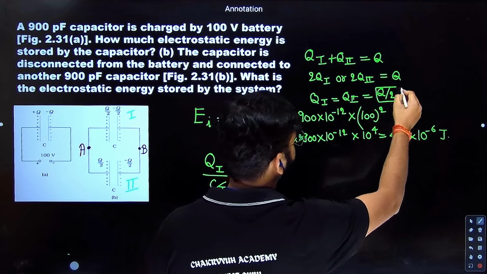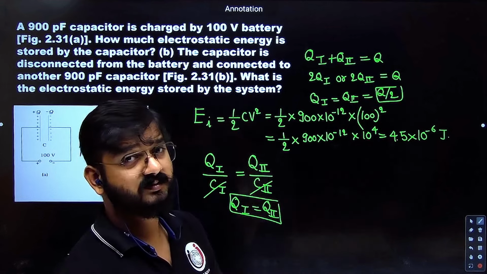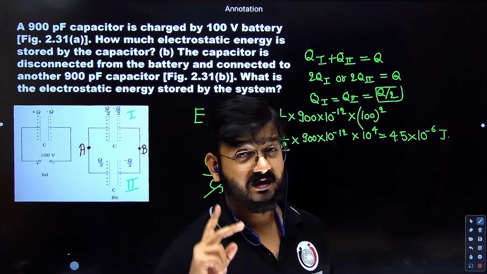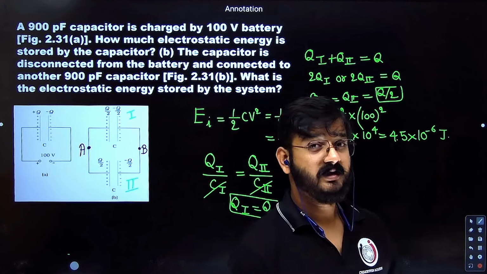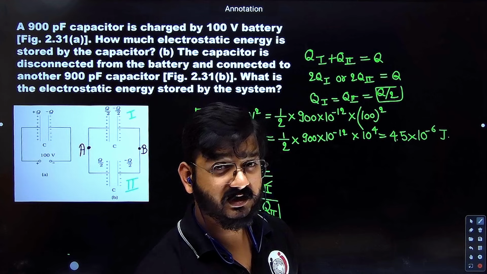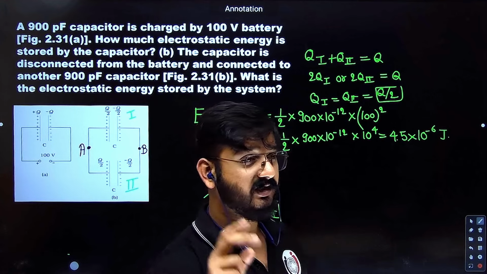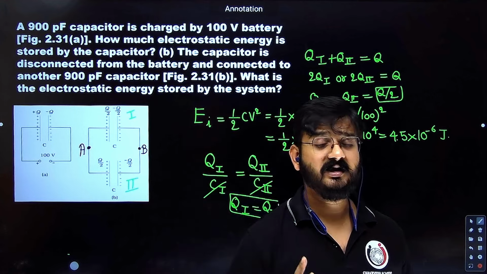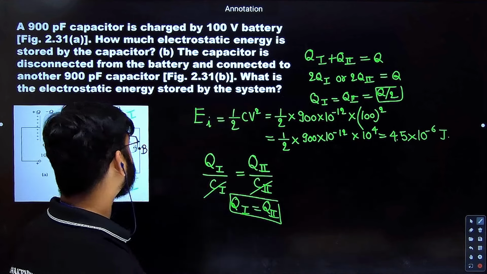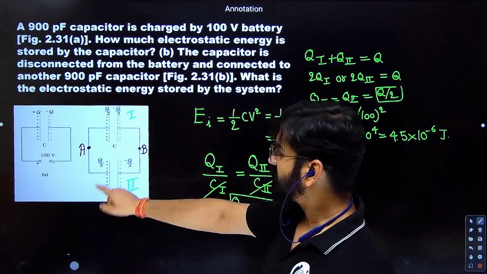So how the charge will get distributed? Equally. So what is the point you have understood here? That if both the capacitors are same, charge distribution will be equal. But what will happen if capacitors are different? That I will take in the next question. So if capacitors are identical, then the charge distribution will be half of initial charge. So that is the reason Q by 2 and Q by 2 is written here.